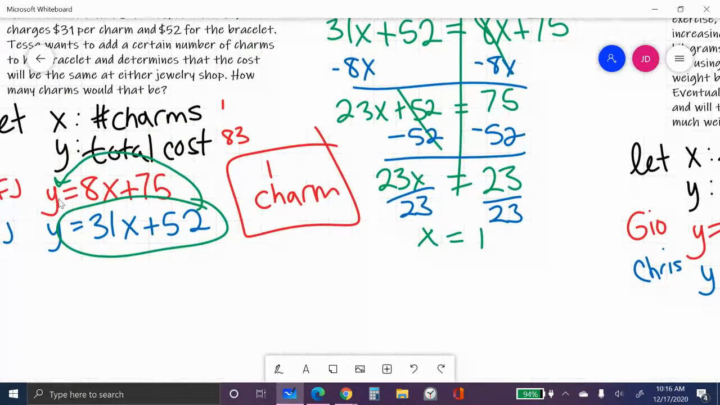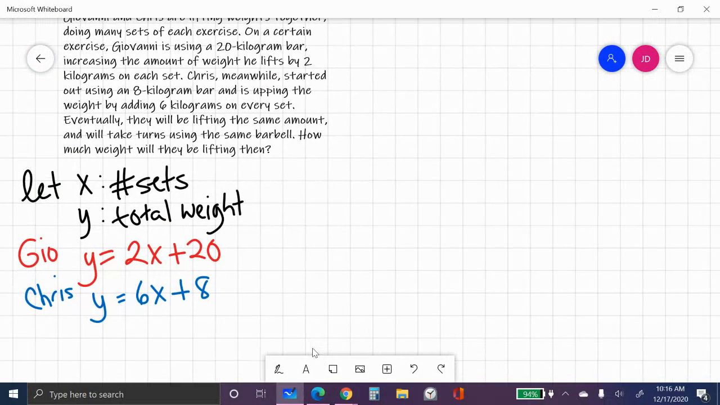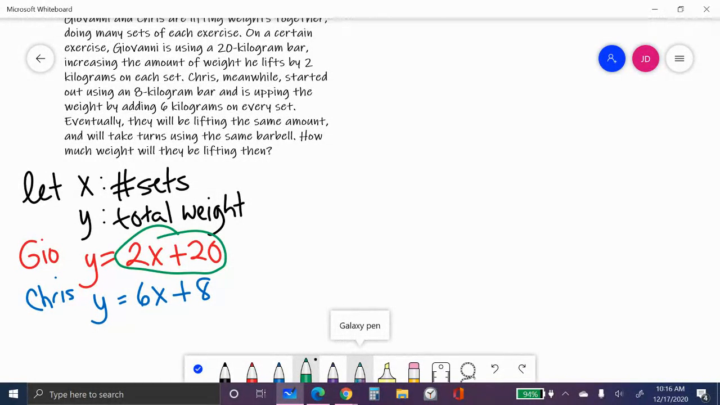And again, just like on the last one, both of these are isolated, right? I plugged the bottom one into the top. You could plug the top one into the bottom one as well. All right. And I might do that. Okay. I'll do that with this one. So with this, I'm going to plug Giovanni's expression into Chris's equation. So we have 2x plus 20 equals 6x plus 8.